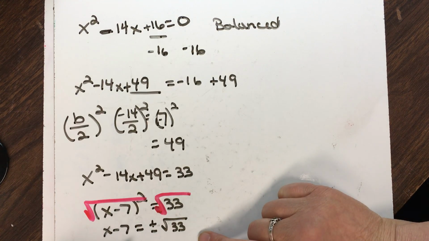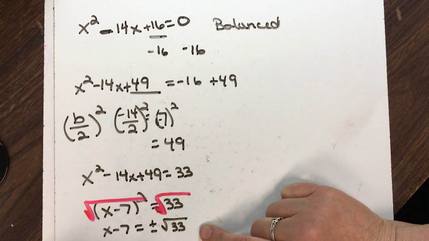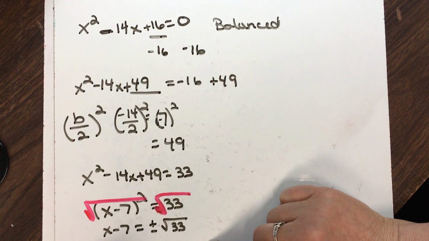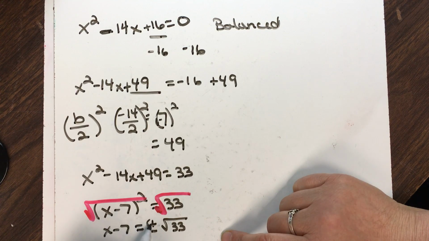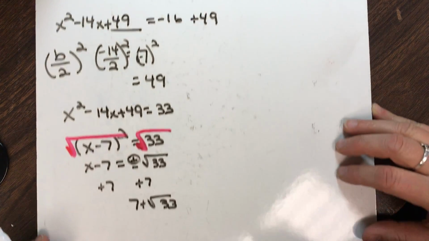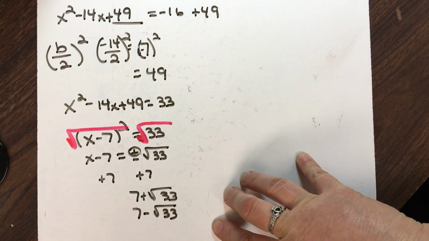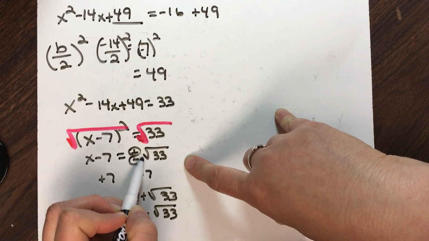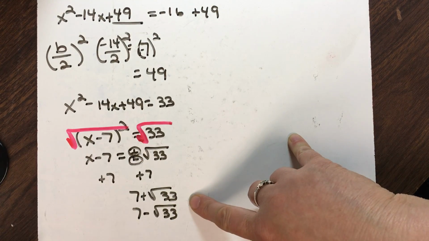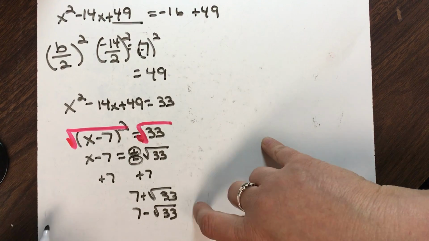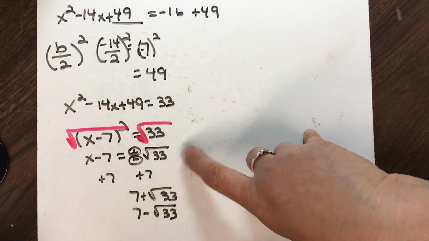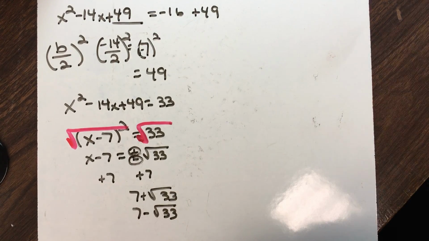Now, if they're asking you to leave it in this form, you would add 7 and add 7. So I would have 7 plus square root of 33. There's that one. And then I would have 7 minus the square root of 33. That takes care of that one. So this is perfectly legitimate if they ask you to leave it in this form. Give it a try.